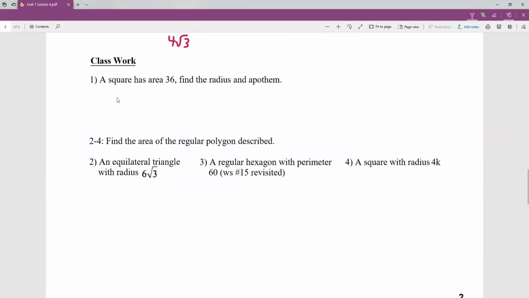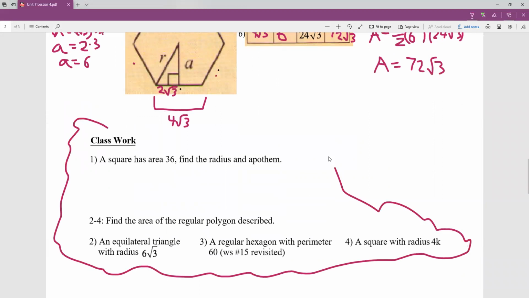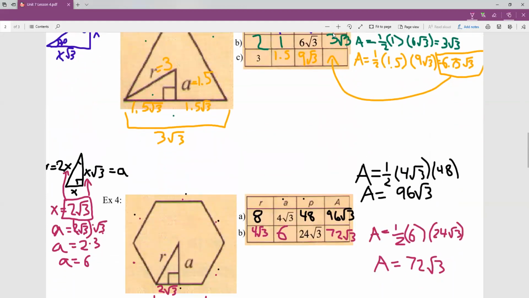All right. So then you guys have some classwork. You guys do it on your own or in your classes, whatever the situation is going to be. That's for you guys to do, but that is the note so far.